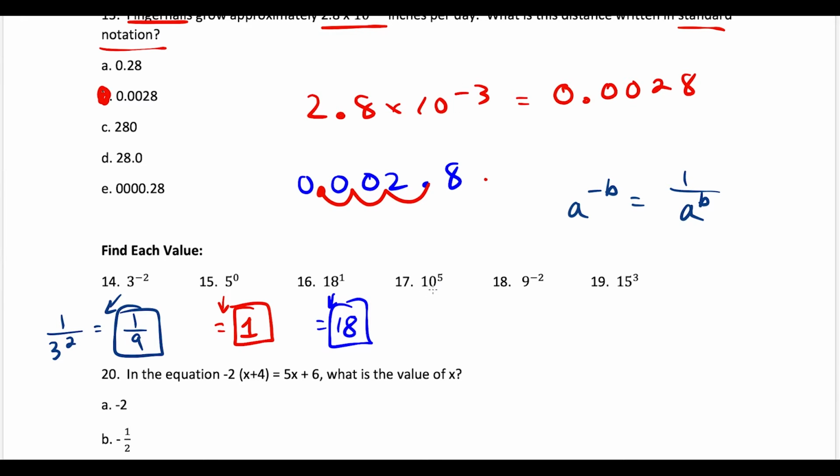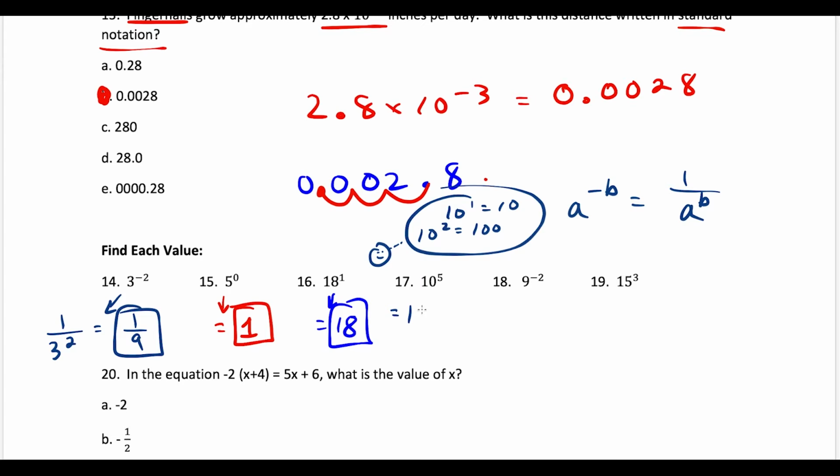Now, the next question here, 10 to the fifth. When I'm doing something like this, I think about patterns. You know, like 10 to the first is equal to 10. 10 to the second is 10 times 10 is 100. So when I have 10 to a power, and that's it, I write a 1. So this one here is equal to 1.